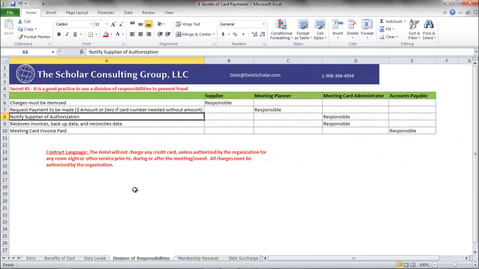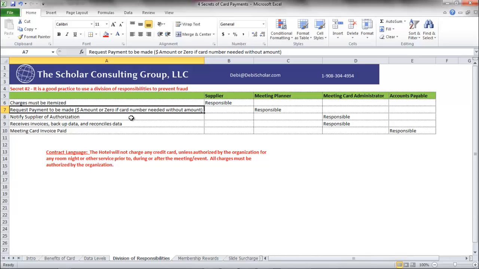Let's go on to secret number 2. It is a good practice to use a division of responsibilities to prevent fraud. In this example, we use a meetings card and the supplier itemizes the cost. The meeting planner actually authorizes that a payment is made, and whether or not it's an amount or a zero amount. And you might ask, well, why would it be zero? But many times meeting planners have to give a card number to a supplier just to hold the space or to hold the event or the activity, but the card is not charged yet.